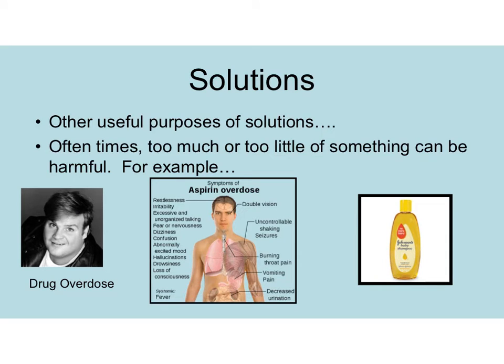So we have to know how to prepare these concentrations. An example would be something like aspirin. Aspirin's pretty safe, but if you take too much aspirin, you can actually cause death. So you have to make sure that you're taking it in the proper concentrations. Another example: when people make baby soap, they have to make it a little less concentrated than soap for adults because a baby's skin is more sensitive. So chemists would be responsible for determining how concentrated that baby shampoo is going to be, to ensure that it doesn't have any effect on the skin.